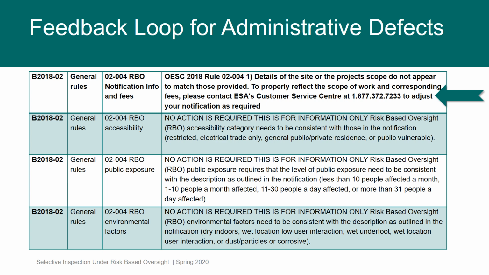In addition, there are 3 new administrative defects under RBO that will be included on defect correspondence. These administrative defects are for ESA documentation only. If you receive one of these notices, no action is required. The new administrative defect responses are for accessibility, public exposure, and environmental factors.